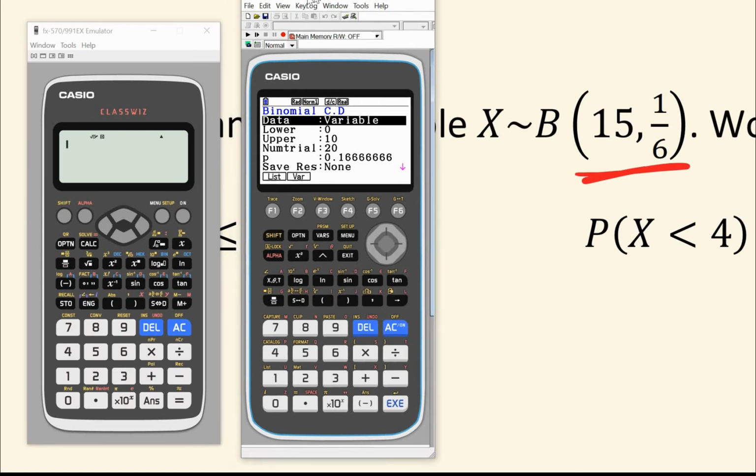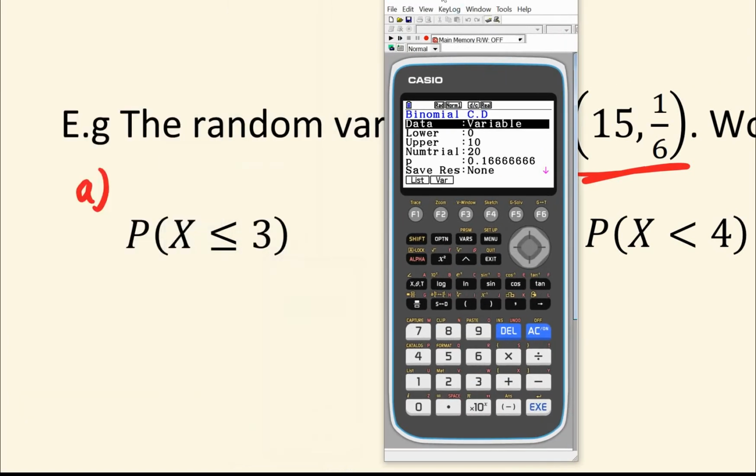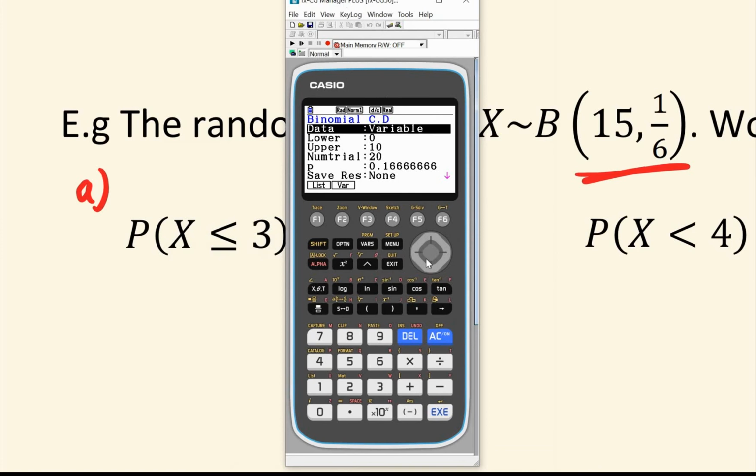Okay. We want to have 3 or less successes. So my least amount of successes, my lower, is going to be 0. The most successes I can have is going to be 3. Number of trials, that's your n. So here n is 15. So I've got 15 trials. And the odds of success is 1 out of 6. And you just type in 1 divided by 6, and this gives us a decimal. We then press this button here, and that'll work it out. So it's 0.7684, yada yada yada.